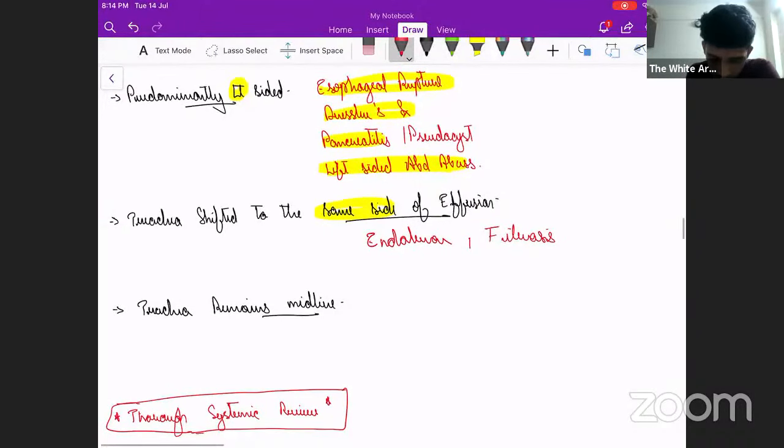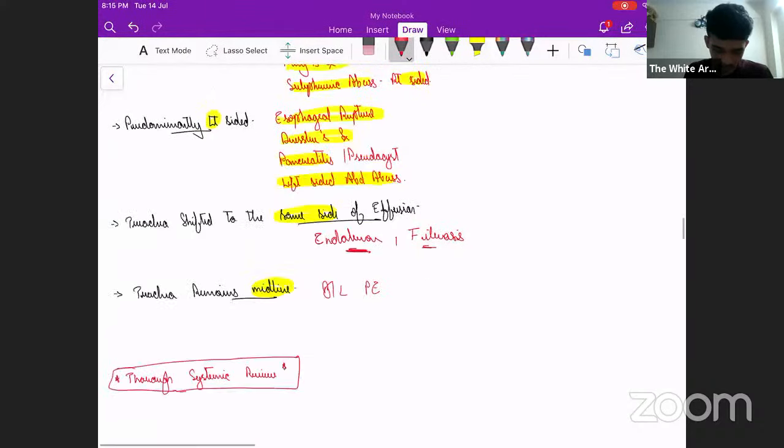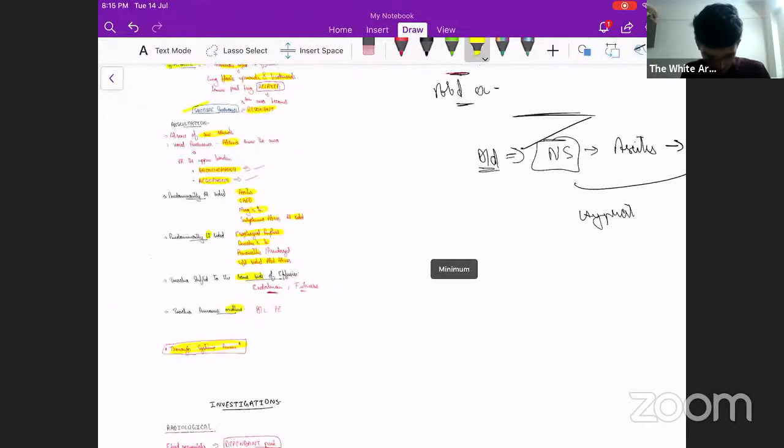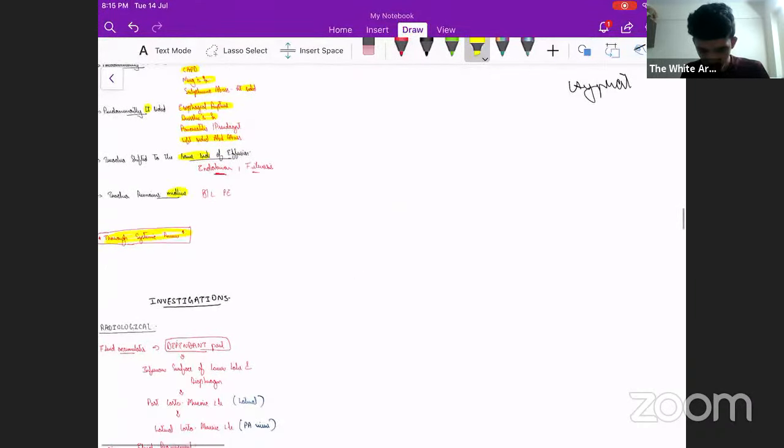Correct. Next, trachea remains in the midline. When does this happen? There is no shift. Yes, very good. It happens in case of bilateral pleural effusion, or it can happen in this also. When the pulling force and the pushing force are equalized, then we can expect it to be in the midline. Okay. And following this, a very thorough systemic review has to be done for the patient. Okay. So next, coming to the investigation.